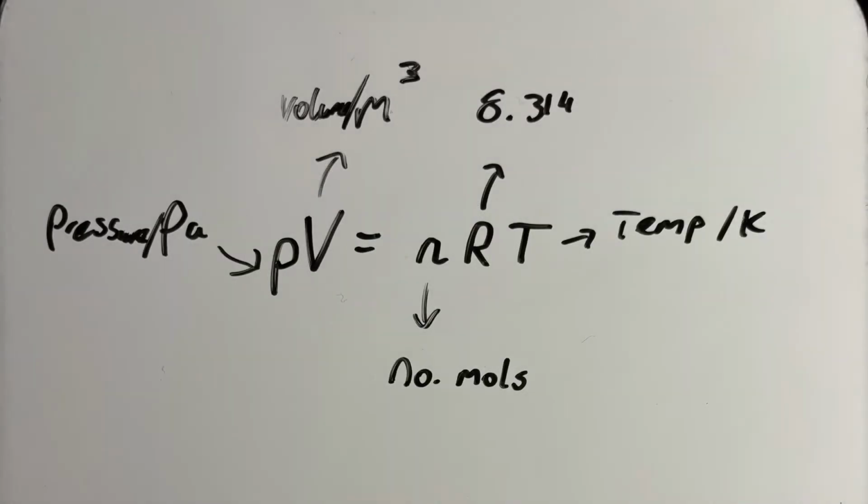Now, this one involves a lot of unit conversions. So pressure is in pascals, volume is in meters cubed, temperature is in Kelvin, and then the other stuff stays as it is. But always, always, always make sure to check your units, and R is given to you in the formula booklet.